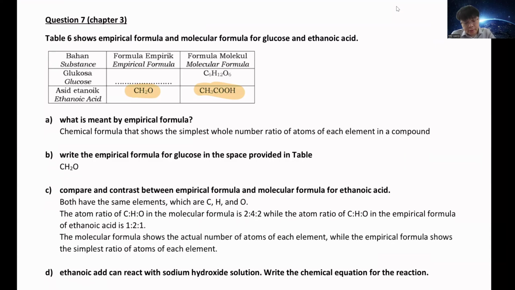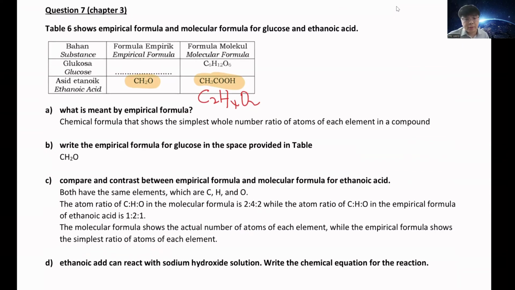So the difference is, for the first one, the ratio is, if you simplify, C2H4O2. So the ratio is 4 to 4. Then for this one, it will be 1 to 1. Okay, this is the difference. Then after that, the molecular formula shows the actual number, while the empirical formula shows the simplest ratio. Okay, so these are all the potential similarities and differences you can write.